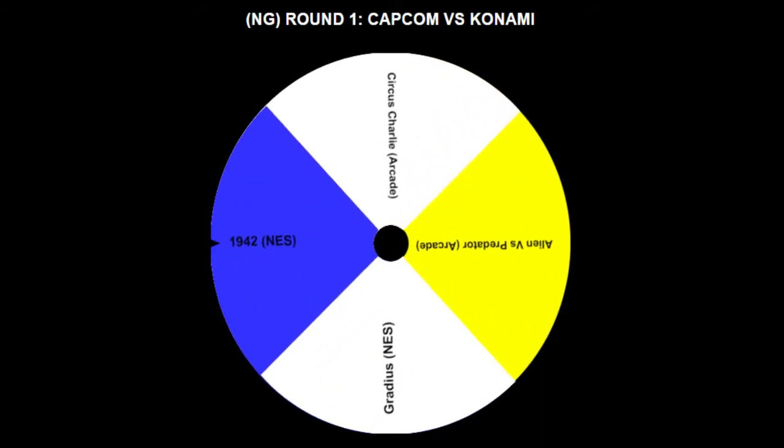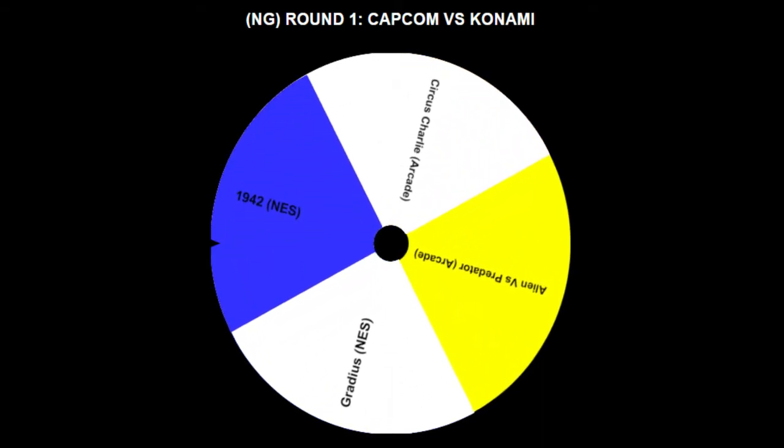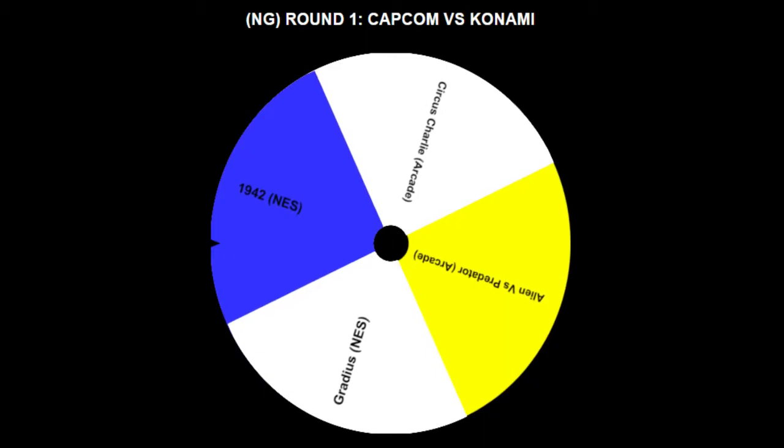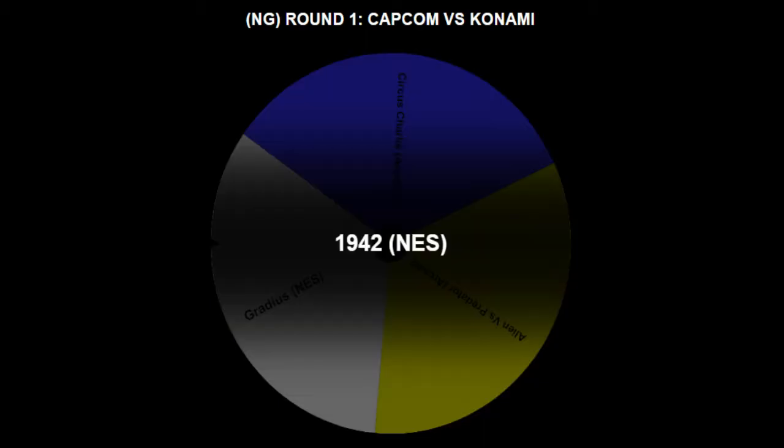Alright, I'm going to be doing 1942 for NES, probably not a full playthrough because it's kind of a repetitive, tedious game that goes for too long. So, yeah, we got 1942. So basically these 3 games that did not get selected, Gradius, Alien vs Predator, and Circus Charlie, are going to the loser's revenge. And the same will apply to the other 3 rounds.